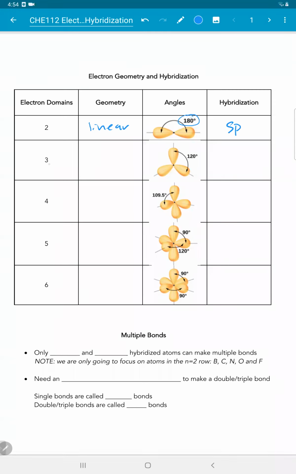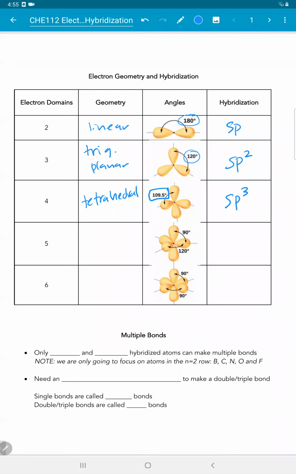If you have a total of 3 electron domains, your geometry is trigonal planar. Remember, all 3 of the bonds are going to be in the same plane of the page. The angle there is 120 degrees. Atoms that are trigonal planar are sp2 hybridized. If you have 4 electron domains, your overall shape is tetrahedral, and your angle is 109.5. Those atoms are sp3 hybridized.